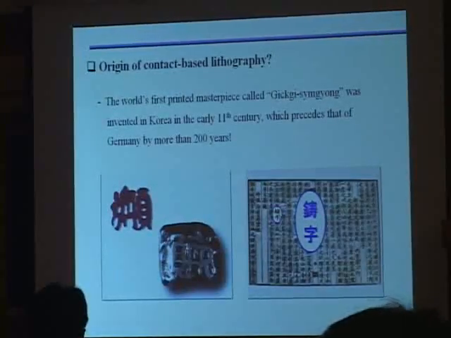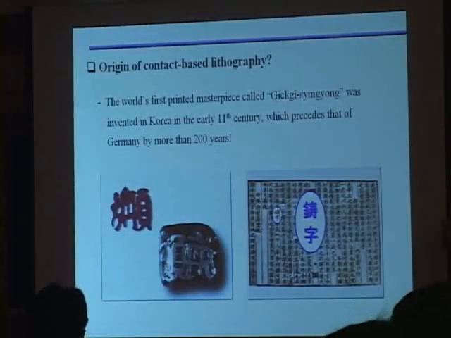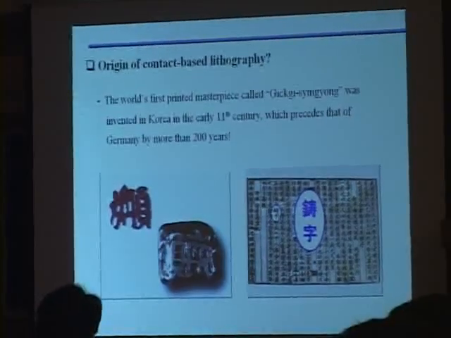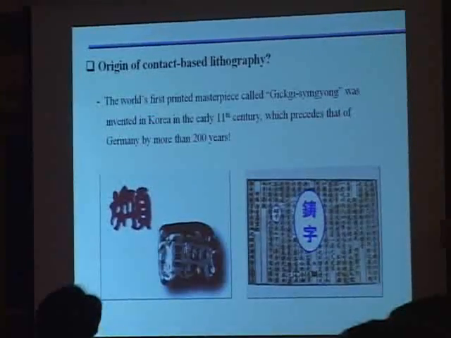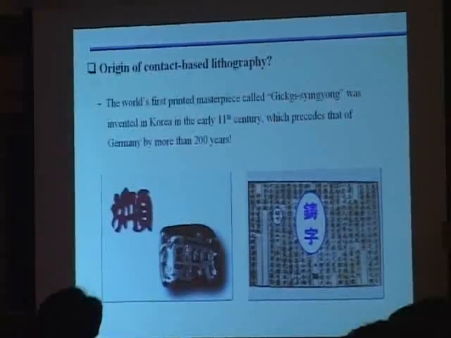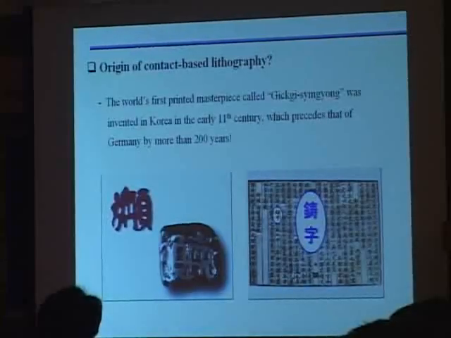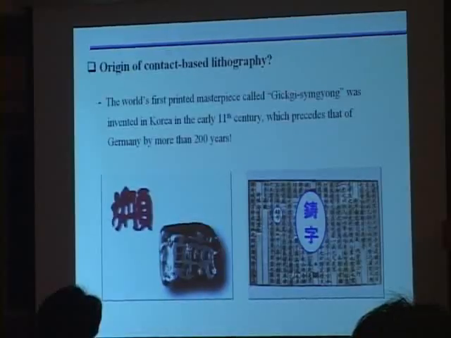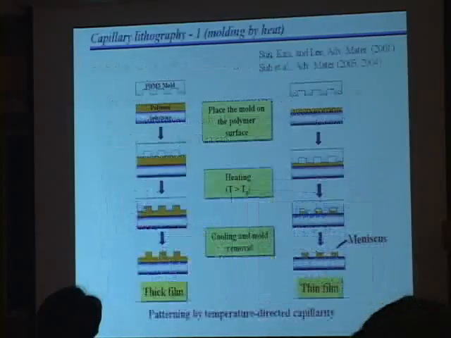So I think this kind of contact-based lithography is not new. It dates back to the early 11th century. As you learn from the history textbook, the first metal movable-type printing was invented in our country, so it precedes that of Germany by more than 200 years. So I think our Korean people have an inherent aptitude for this kind of contact-based lithography. Trust me, I think they do.